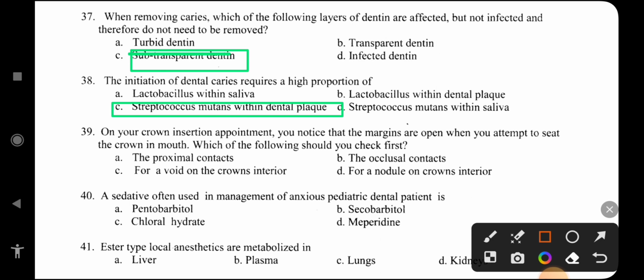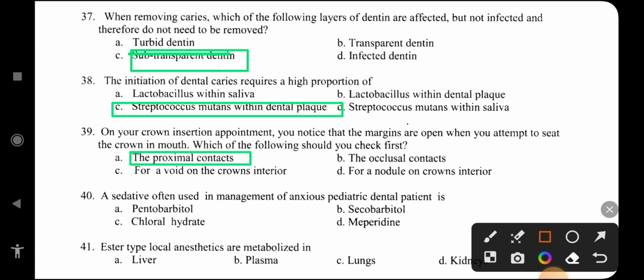On your crown insertion appointment, you notice that the margins are open when you attempt to seat the crown in the mouth. Which of the following should you check first? Options are the proximal contacts, the occlusal contacts, a void on the crown interior, or a nodule on the crown interior. And the correct answer is the proximal contacts. On the crown insertion appointment, we should check the proximal contacts.